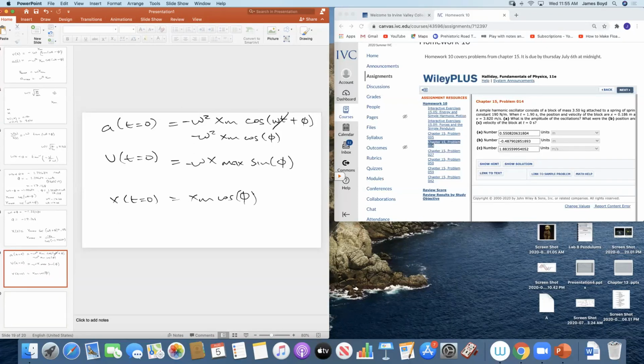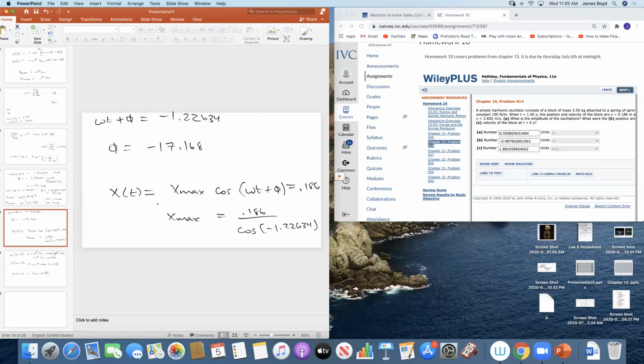7.634 times cosine of negative 1.22634. And why are you being a jerk? 7.634 times cosine of negative 1.22634 is 2.577. Oh, because I'm dumb again. I used omega t plus phi. 7.634 times cos minus 17.168 is negative 0.834.